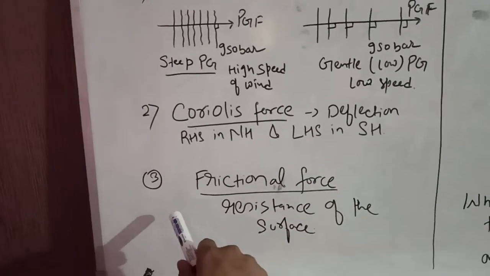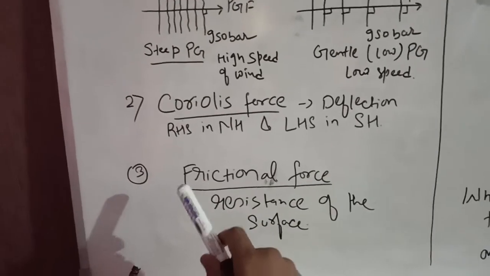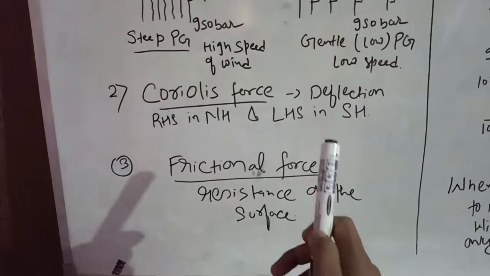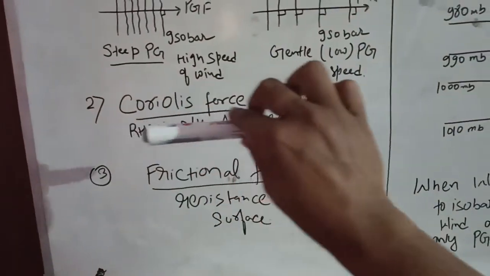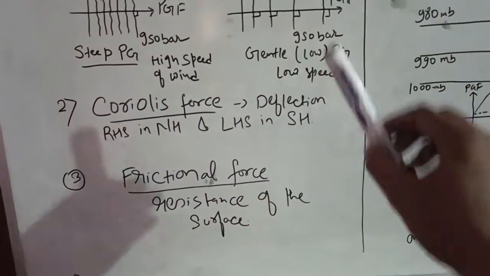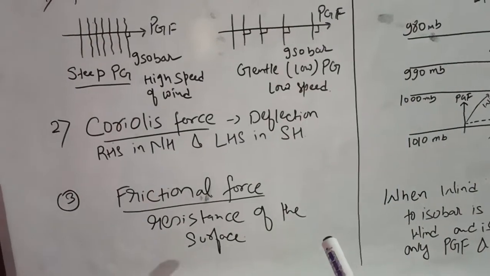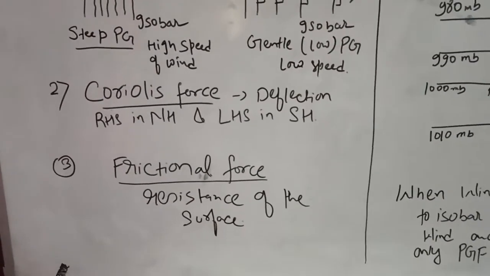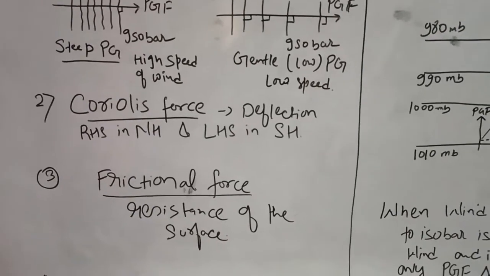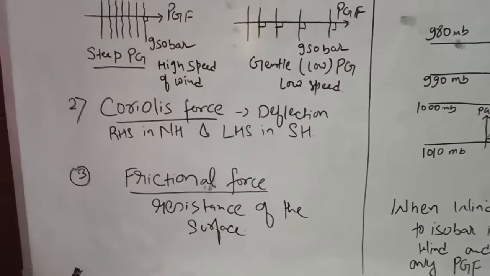The third type of force is called frictional force. This is the force applied on a moving object because of the resistance of the surface. Suppose the wind is blowing like this and a mountain, some hilly area, is present. In that case, it will change the direction of the wind and also decrease its speed. So both things happen because of the frictional force.